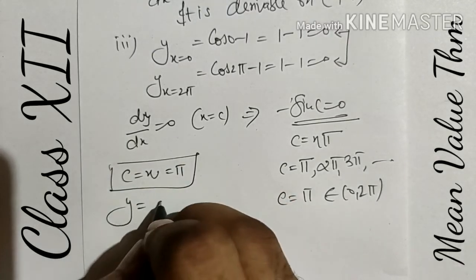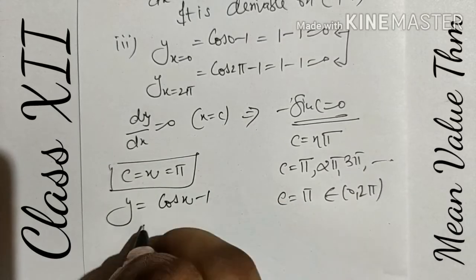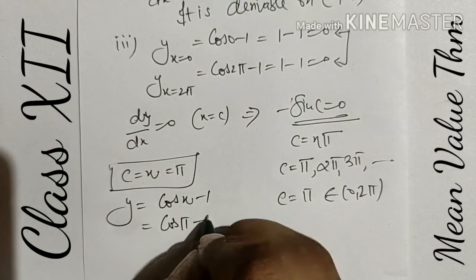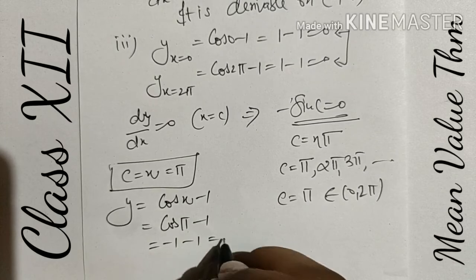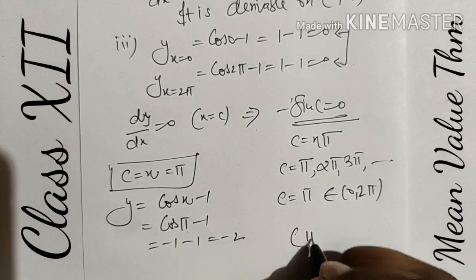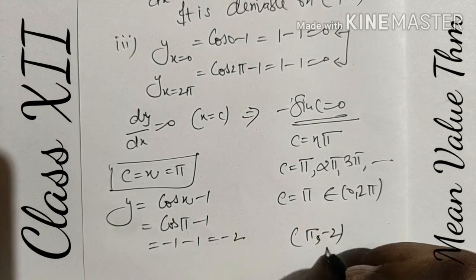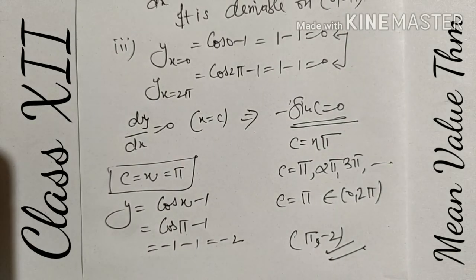Y from the given statement we have to calculate: cos pi minus 1. Cos pi is minus 1, so y is minus 2. So the point is given by the x and y values. Like this we can find out the point where the tangents to the curve are parallel to the x-axis.